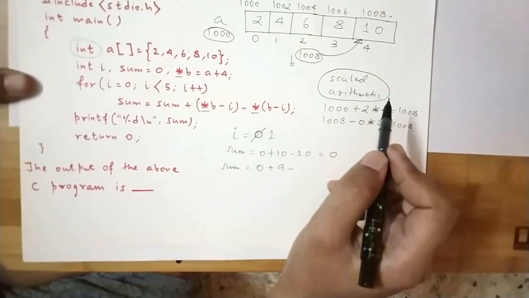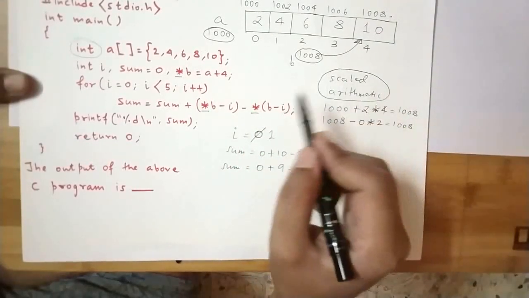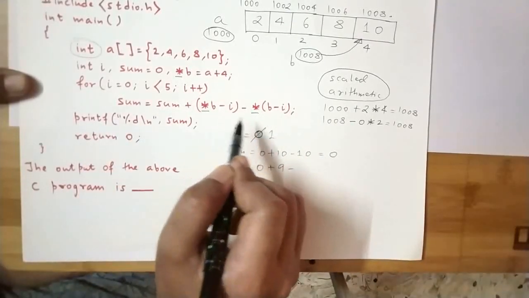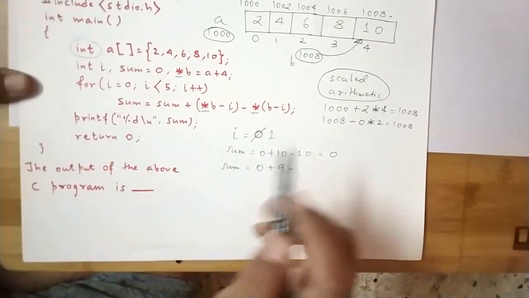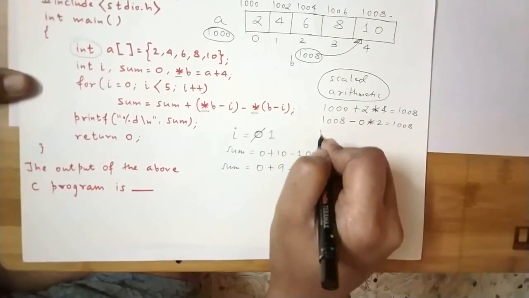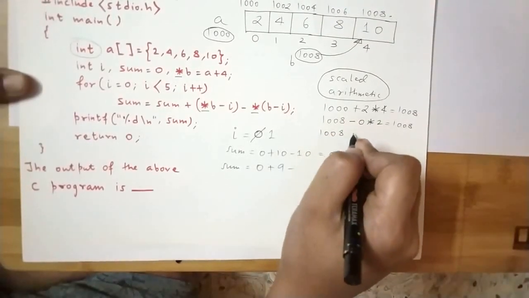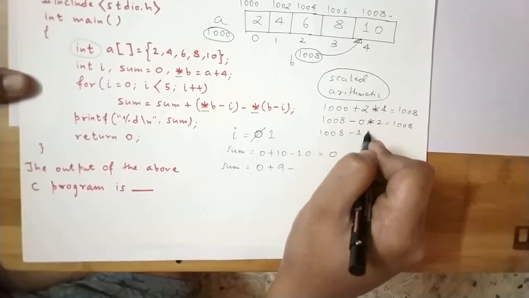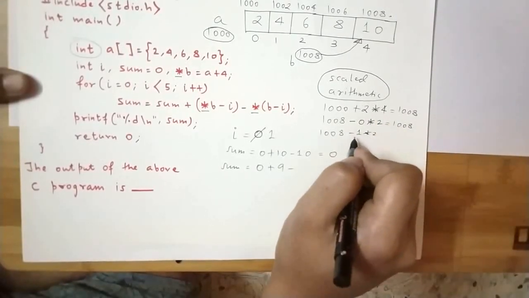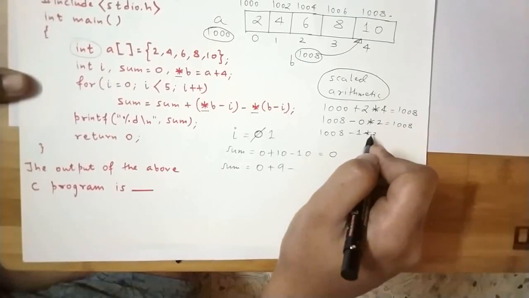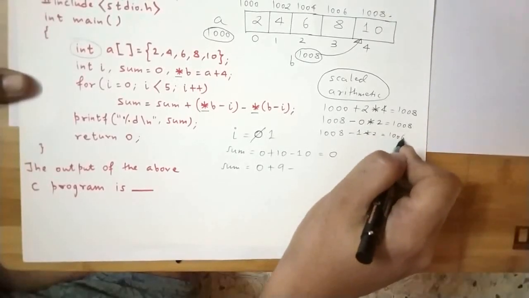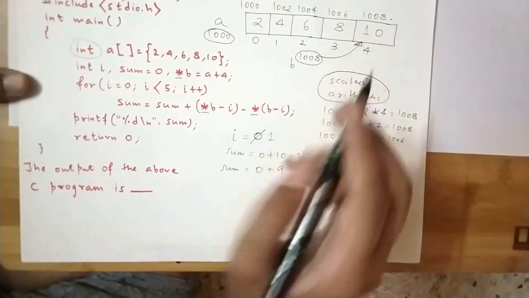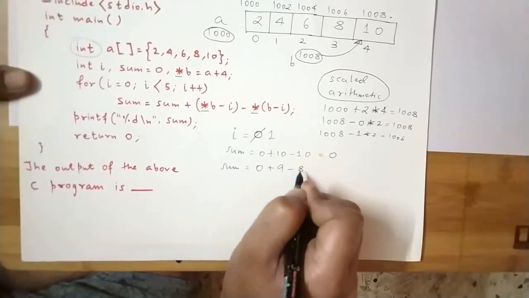What is the value of b here? The value of b is not going to change. As you can see, there is no statement which will change the value of b. So it remains 1008. And now we are going to do 1008 minus the value of I, which is 1 in this case, into the scale factor of 2. Now 1008 minus 1 into 2 is 1006. So now I'll be dereferencing the location 1006, which is 8. So I'll get 8 here.